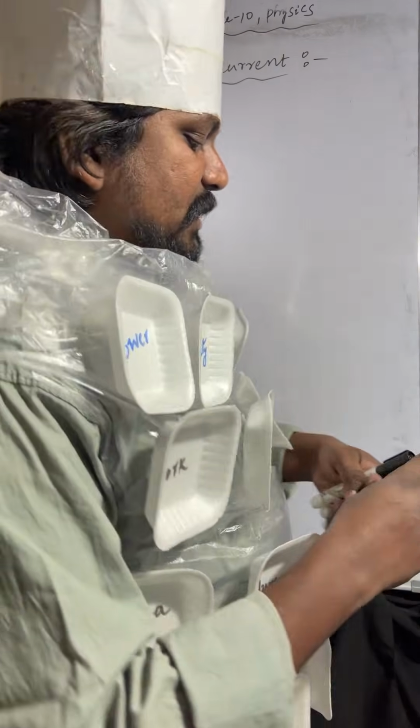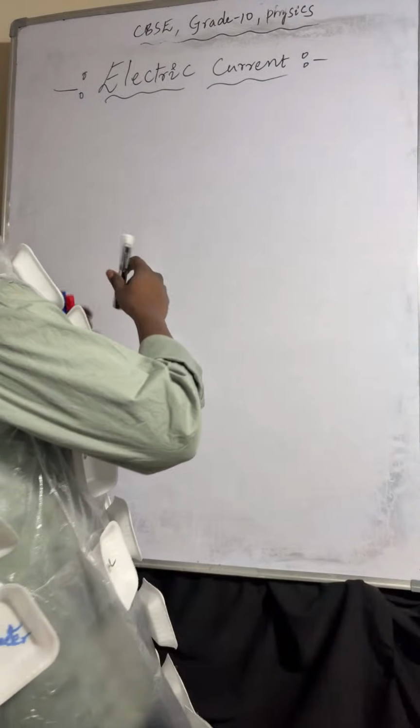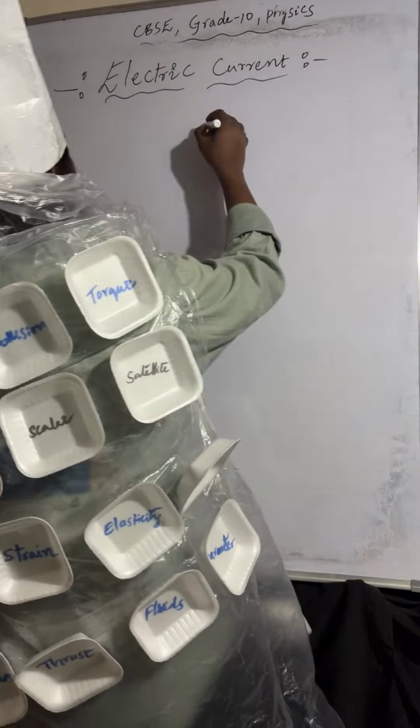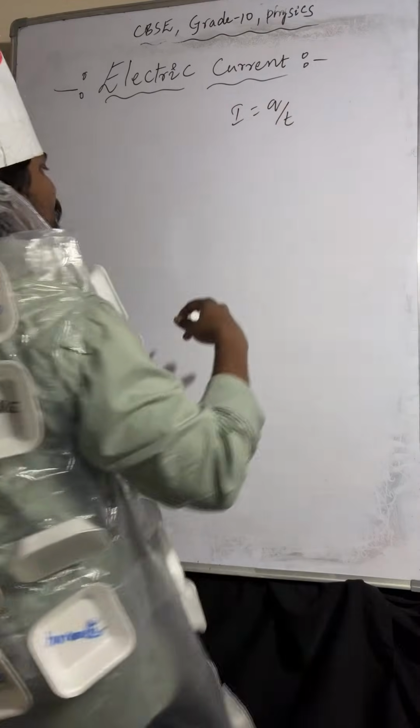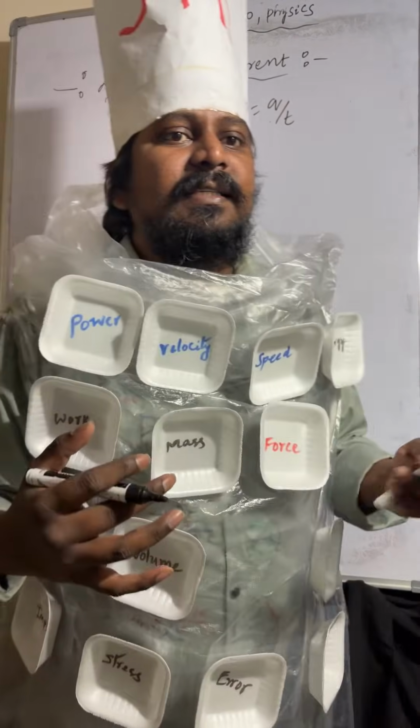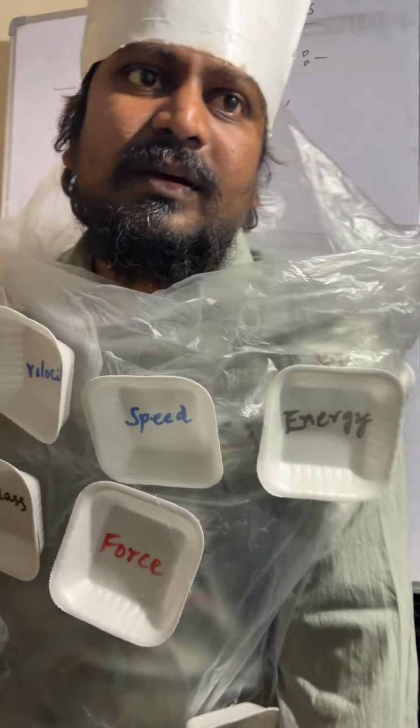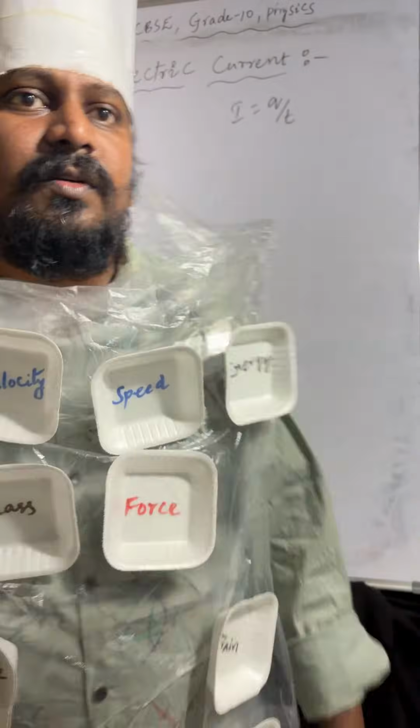Okay, so let's start. Electric current I equal to Q by T. The SI unit of current is ampere. The SI unit of charge is coulomb.